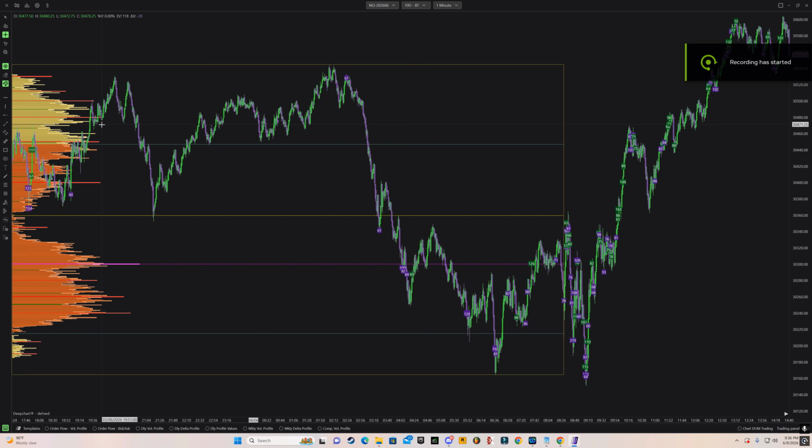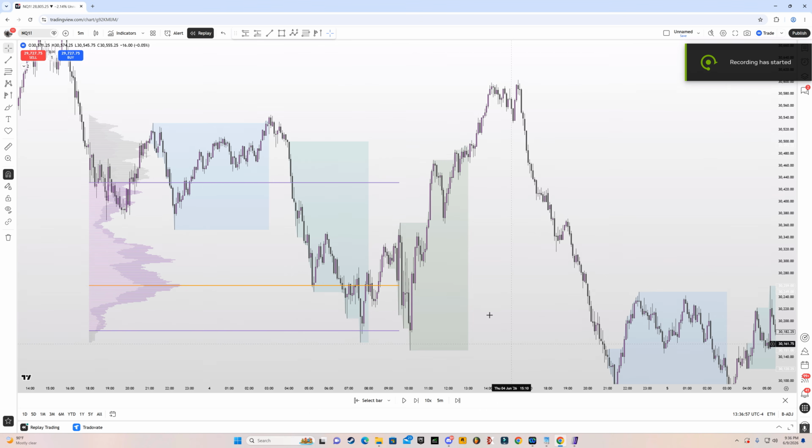All right, so here is another example looking at NQ. So I have the volume profile drawn out on TradingView as well.